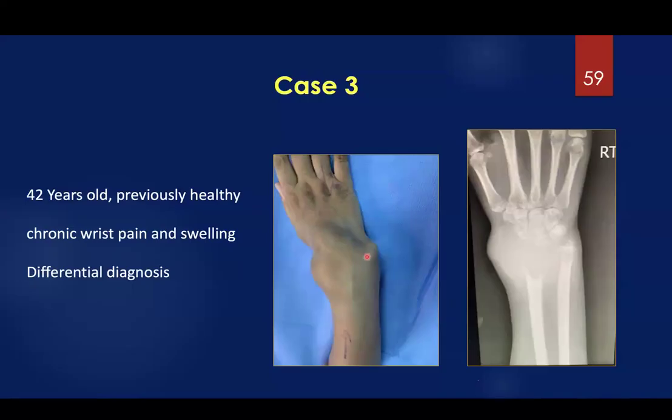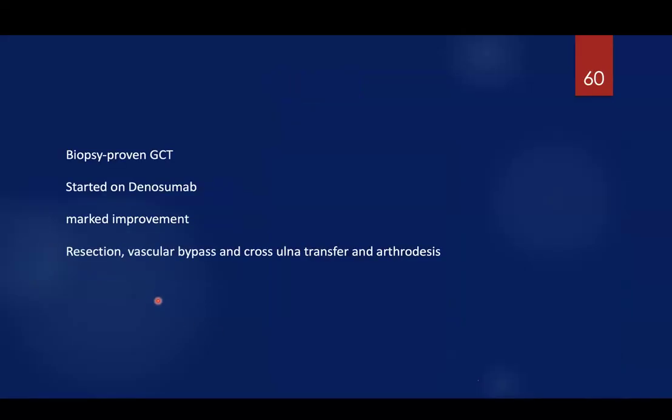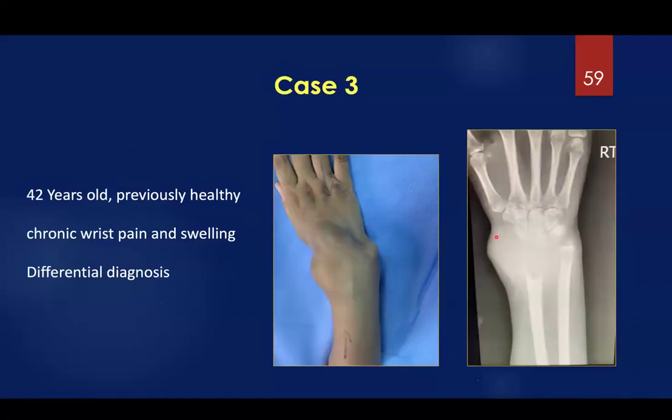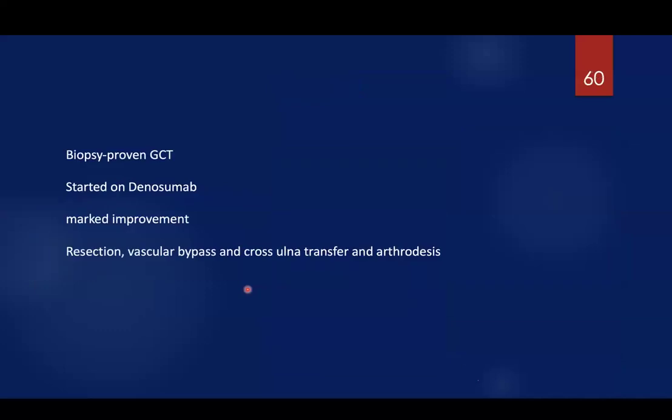I remember she came in the beginning when women were allowed to drive. So all her concern was, I want to drive my car. I bought a car, I need to drive my car. So we diagnosed her as biopsy-proven GCT, and because there are no boundaries of the tumor right there, we started her on denosumab, and she had an excellent improvement.